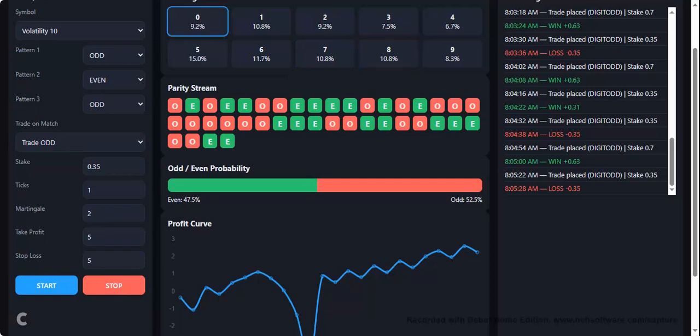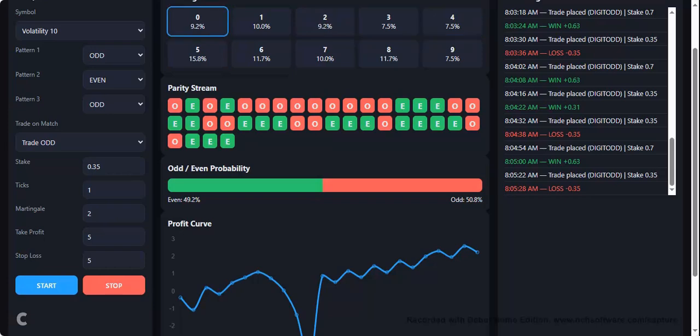Automation alone is not the edge, discipline is. The bot simply ensures that discipline is never broken. And in trading, consistency is often more powerful than prediction. When structure replaces impulse, opportunity becomes measurable, and measurable systems can be refined. That is where sustainable strategy begins.